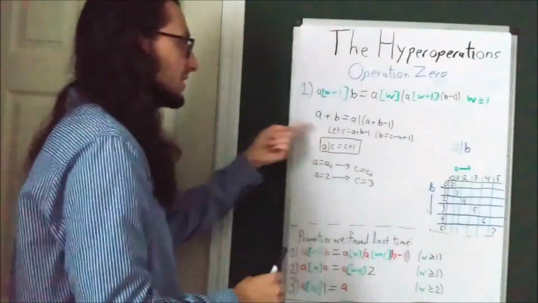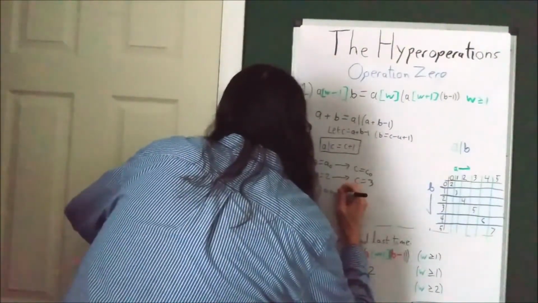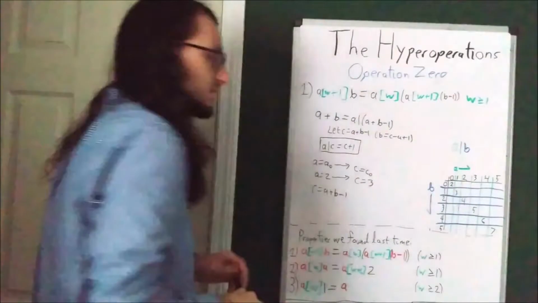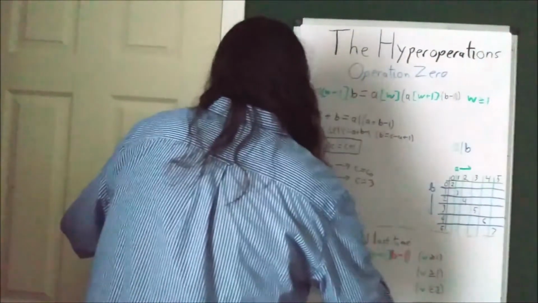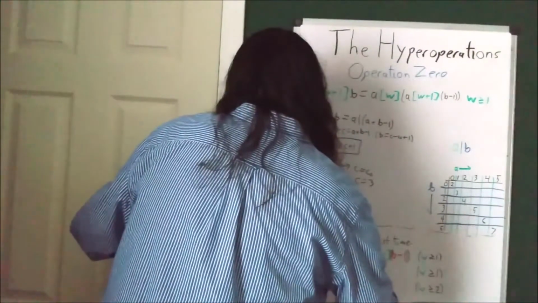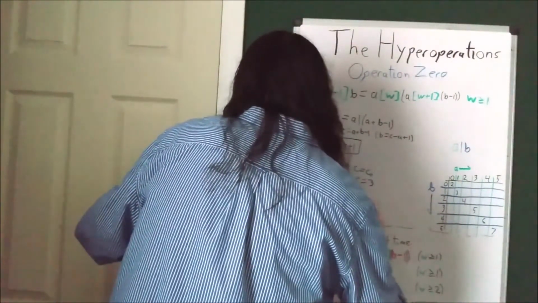So let's look at our equation. We said c is a plus b minus 1. Now if we say that a is a naught, then we have this equation. Can we make this equal to any number c naught?